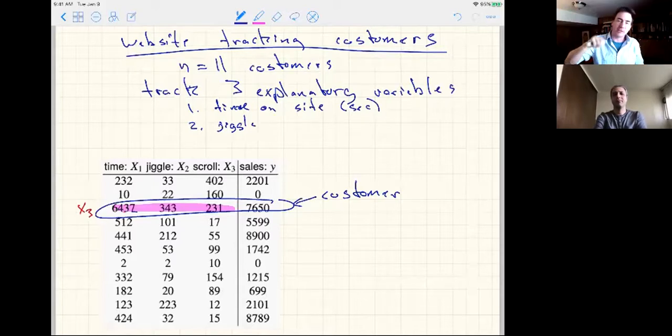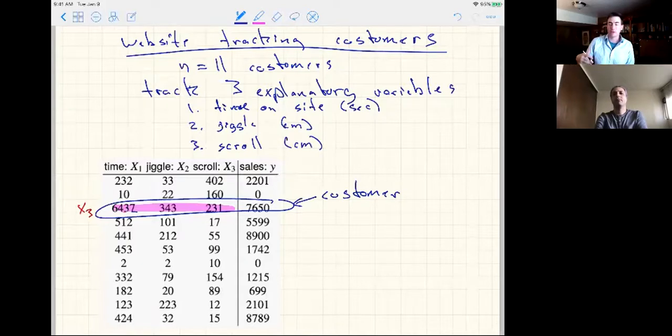So if your mouse is still, you might actually have the window open and be doing something else. But if you're moving the mouse around a lot, this is a sign you're more interacting with the website. So this is in something like centimeters. Okay, and then the scroll. So again, in centimeters here. This is how far down the website you're scrolling.